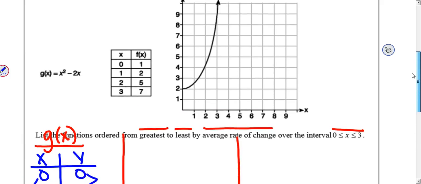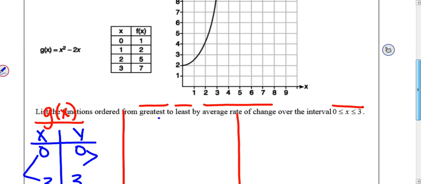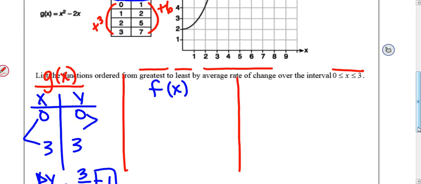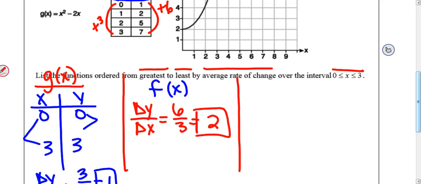Let's go ahead and take a look at my next function. My next function is f of x. Okay, I know it's f of x because of right here. And so we are looking for the interval from 0 to 3, and that's an increase of 3. And so when x is 0, y is 1. When x is 3, y is 7, and an increase of 6 over here. So when I figure out my slope, remember, change of y over the change of x, okay, it's 6 over 3, and that simplifies to 2. I don't think I stress this. Always write your rate of change in simplified form.